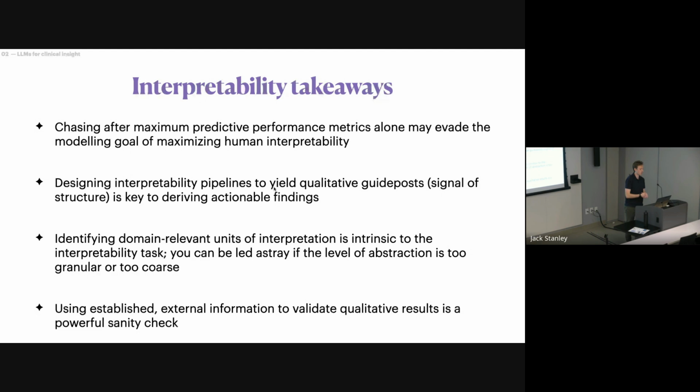Identifying the domain relevant units of interpretation is very essential to the interpretability task. Of course, you can often be led astray if the level of abstraction is just too granular in the case of words, or maybe too coarse if you're just looking at the entire report, for example. And again, we think that using established external information to really validate these qualitative results is a very powerful sanity check here, and is basically essential in the biomedical and clinical domains.